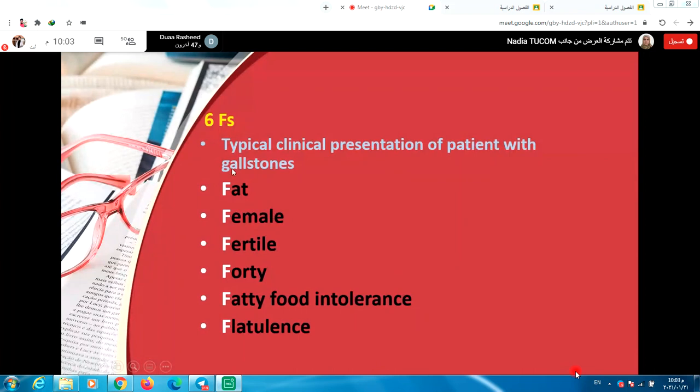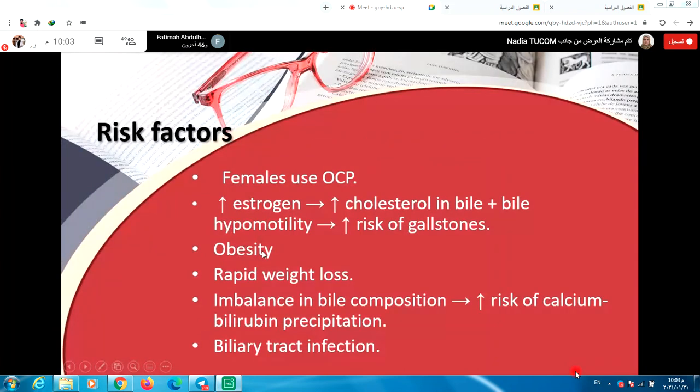Again, the 6 F's related to gallstone risk factors. Okay, the risk factors again: female using oral contraceptives, high estrogen in fertile females and fatty females, increase in cholesterol in bile, and bile hypomotility in pregnancy, in obesity, and hypertriglyceridemia. All of these increase the risk of gallstones, cholesterol stones especially. Obesity and rapid weight loss cause imbalance in the bile composition.